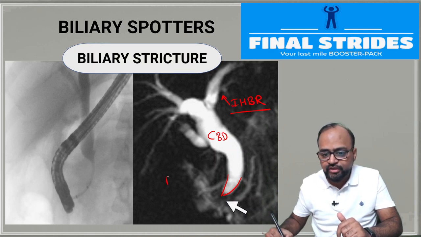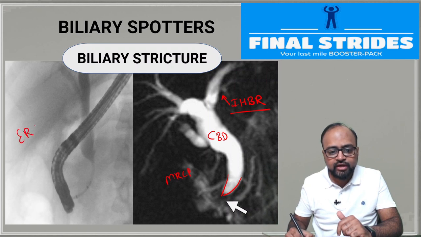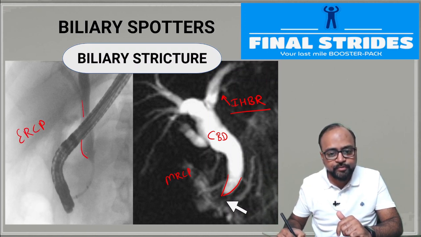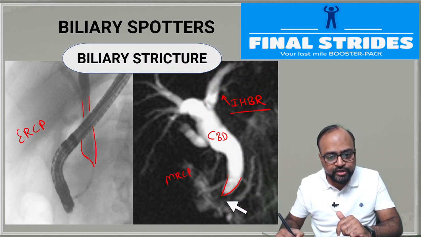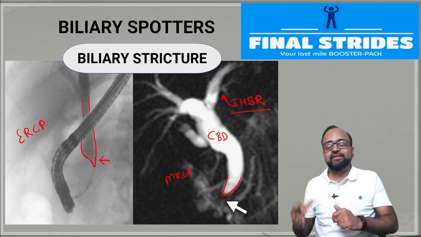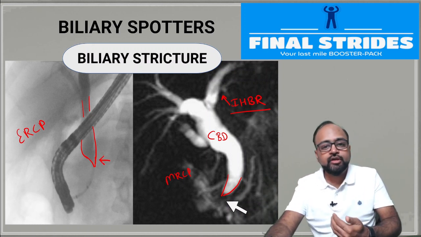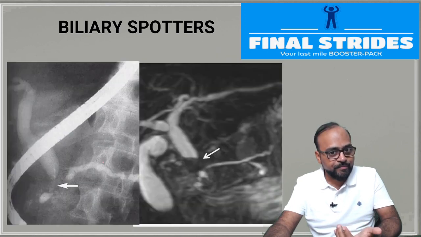So this is the MRCP appearance. Look at the ERCP appearance. Can you see this is a negative image? I told you contrast is appearing black there. You can see that there is a smooth elongated tapering of the biliary tree. So this is what is suggestive of a biliary stricture. This is also called biliary dyskinesia.